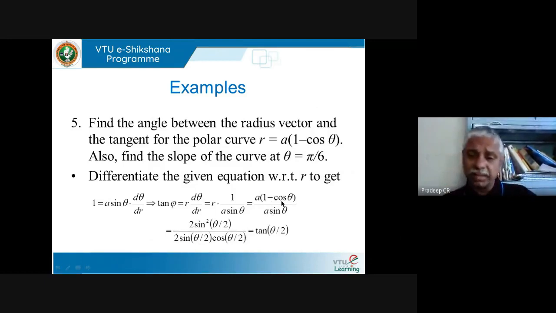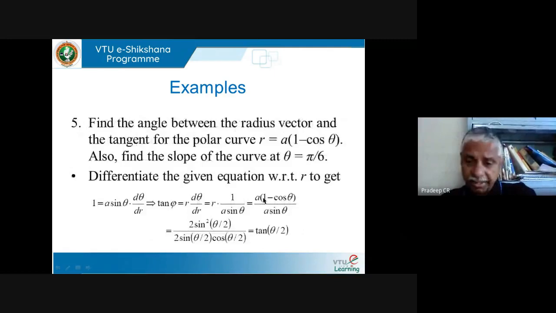1 minus cos theta is 2 sine square theta by 2. This is a very important identity. All of you must know that cos 2 theta is cos square theta minus sine square theta. From that you can derive 1 minus cos theta is 2 sine square theta by 2. Similarly, sine 2 theta is 2 sine theta cos theta, which means sine theta is 2 sine theta by 2 cos theta by 2.